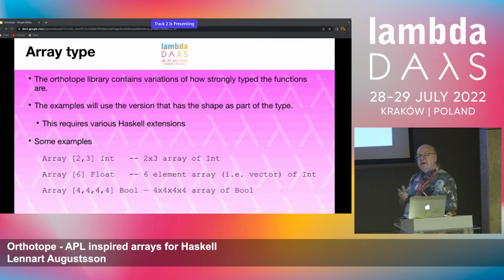But there are actually 3 versions of the API. There's this one that has the shape as part of the type. There is one that's a little less strongly typed, that only has the rank as part of the type. And then there's the one that has nothing as part of the type, so it just says array int, and everything is checked at runtime.